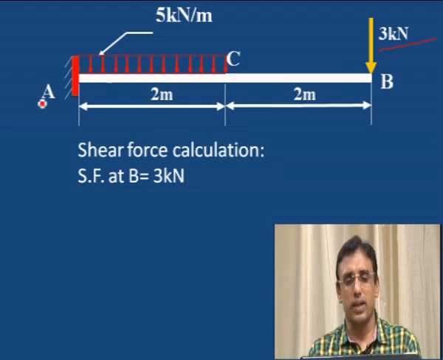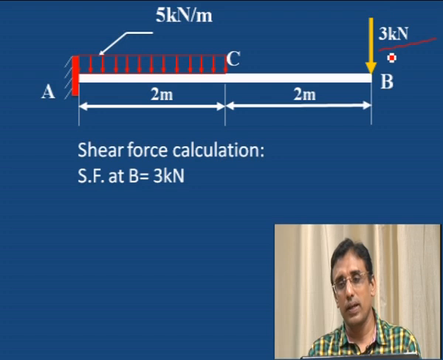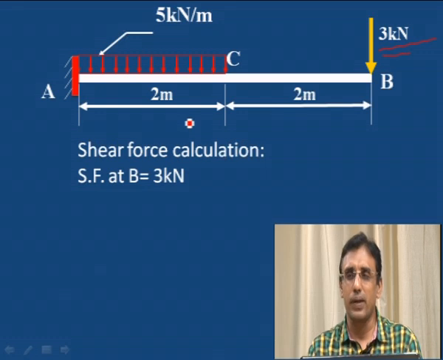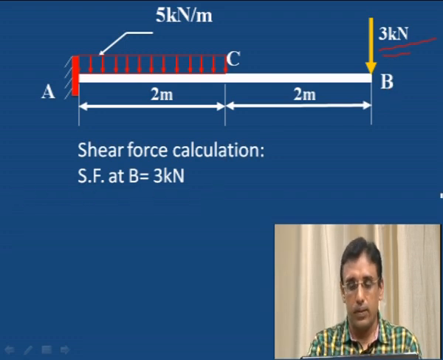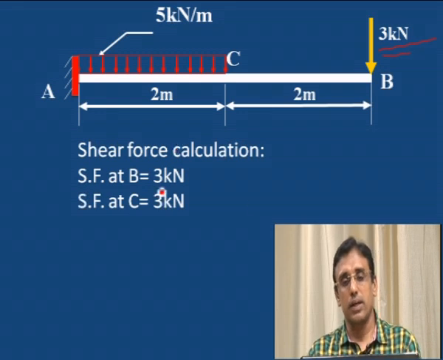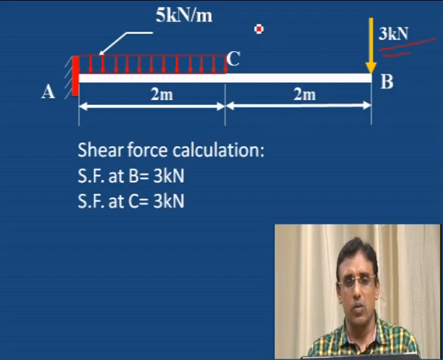Shear force calculation. Shear force at B. At B, what is the load acting? It is 3 kilonewton. It is a combination of the first problem and the previous problem we have solved. Both we have to include here. At the free end, 3 kilonewton is acting. Next, shear force at C. It is constant. You can see from B to C it is the same. No further load is added between B and C. That is why it is 3 kilonewton itself.